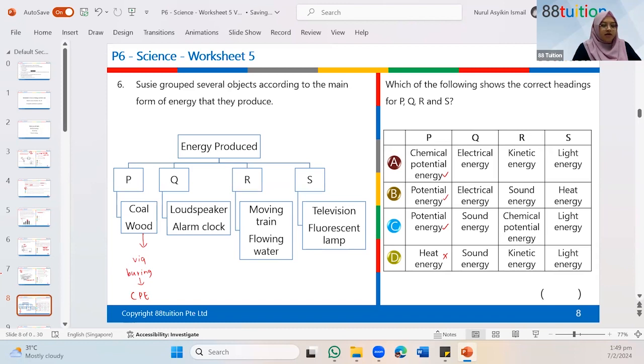Wait a minute. Hang on. Am I reading the question wrong? I think I read the question wrong. They ask you according to the main form of energy that they produce, that they release, that they generate.